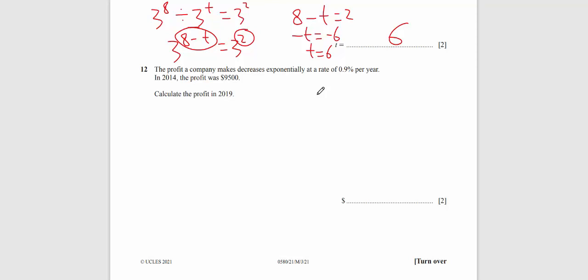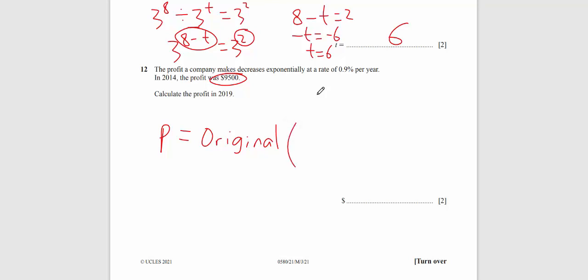As we know, they decrease exponentially. So that's a formula you can use. For exponential, you can call the total the profit. P is represented as profit, and the original is the initial number. In this case, it is the 9,500 as our original profit.